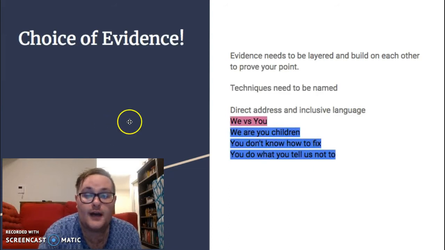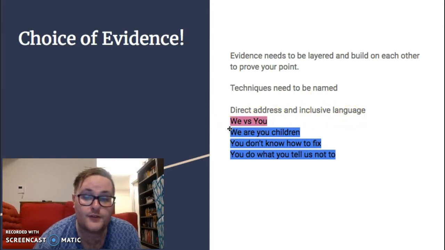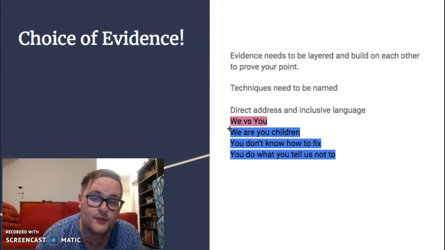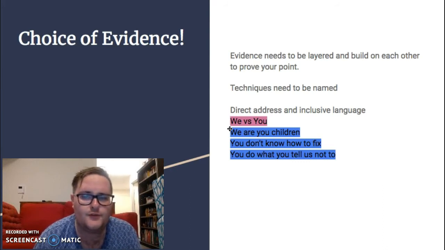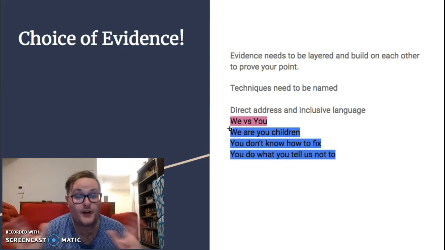For example, we could go with the direct address and inclusive language, the idea of we versus you. "We are your children. You don't know how to fix it. You do what you tell us not to." Okay, so each of these pieces of evidence actually builds on each other and supports that broader understanding that I talked about before.